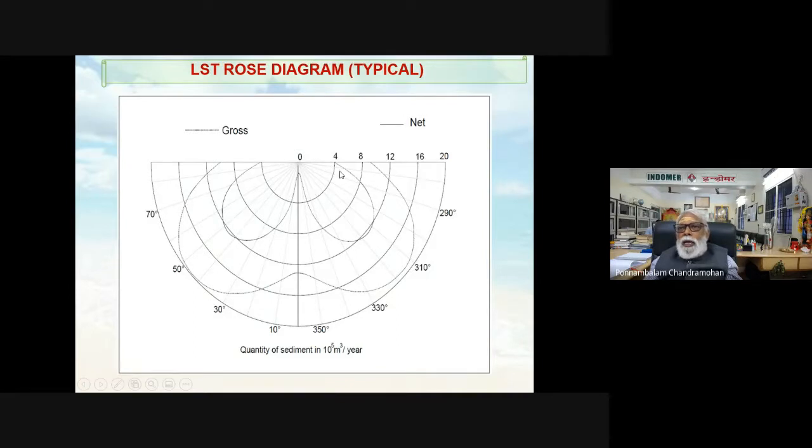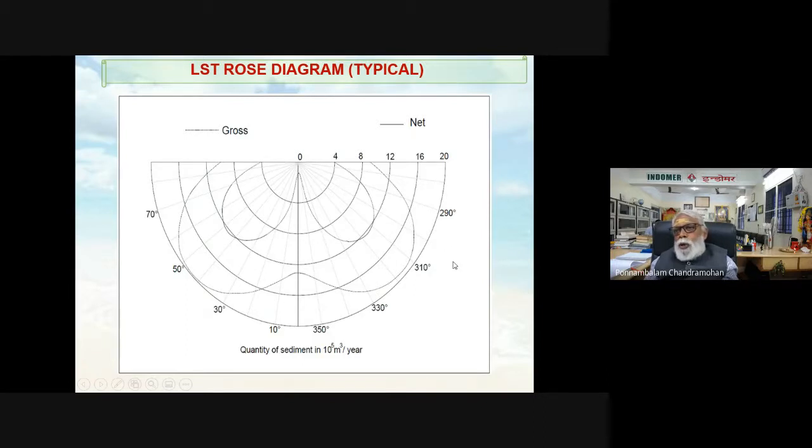This is a typical littoral drift process one can plot for R&D purposes. These are typical wave roses, these are the volumes, and this is the orientation of the coastline for a given stretch of coastline. If you have this much angle, then you can read from here how much is the volume of net transport and how much is the gross transport, and this gives a very good input.